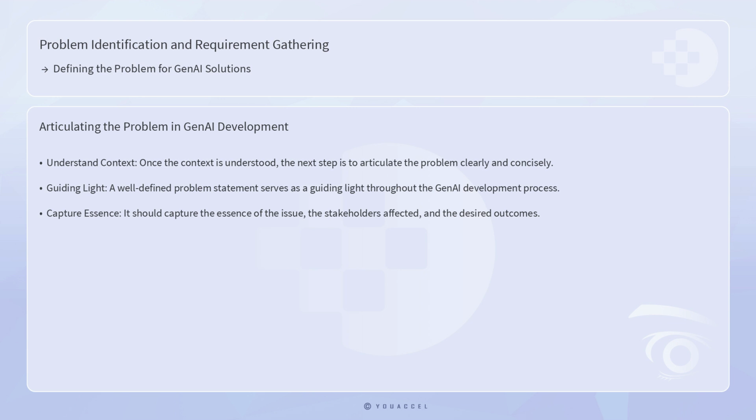Once the context is understood, the next step is to articulate the problem in a clear and concise manner. A well-defined problem statement serves as a guiding light throughout the GenAI development process. It should capture the essence of the issue, the stakeholders affected, and the desired outcomes. For example, a problem statement might read, "The current manual scheduling process in our manufacturing plant leads to frequent delays and suboptimal resource allocation. A GenAI-driven scheduling solution is needed to improve efficiency and minimize downtime." This statement clearly identifies the problem, the affected stakeholders, and the expected benefits of the GenAI solution.